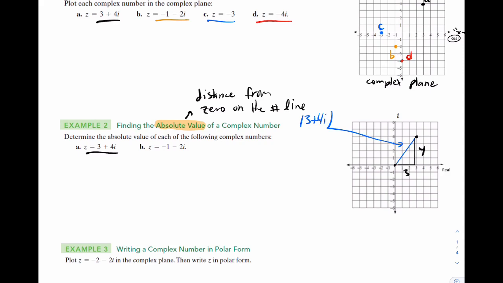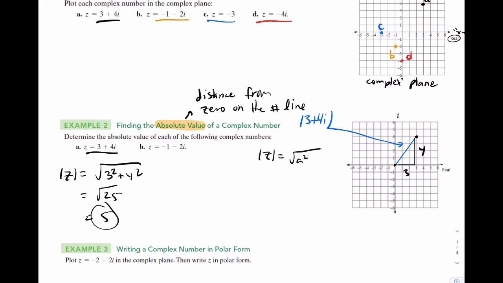So we're just going to do the absolute value of z must be the square root of 3 squared plus 4 squared. It's just the Pythagorean theorem. That's the square root of 25. Absolute value is 5. So if you want a formula, I can just write the absolute value is simply the root of a squared plus b squared. And again, that's basically your Pythagorean theorem.